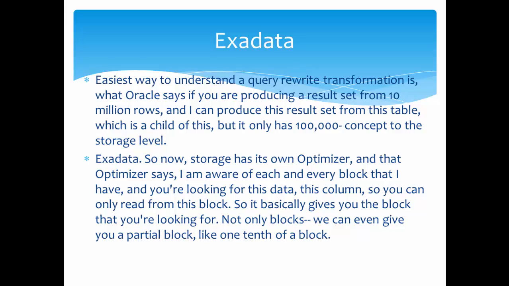Now the concept moves to the storage level. In Exadata, storage has its own optimizer, and that optimizer says, I am aware of each and every block that I have, and you're looking for this data, this column, so you only need to read from this block. So it basically gives you the block that you're looking for. Not only blocks, we can even give you a partial block, like 1/10 of a block. It's pretty neat.